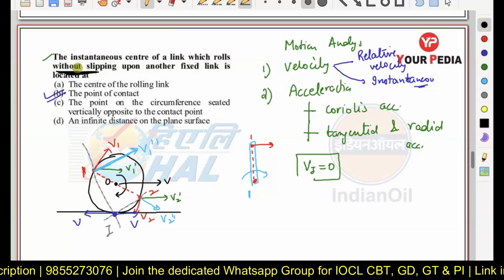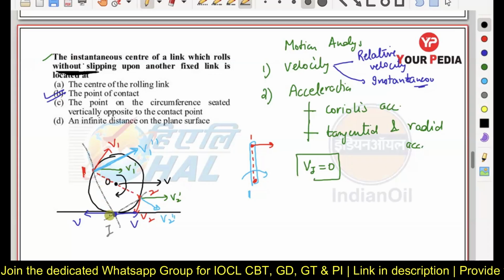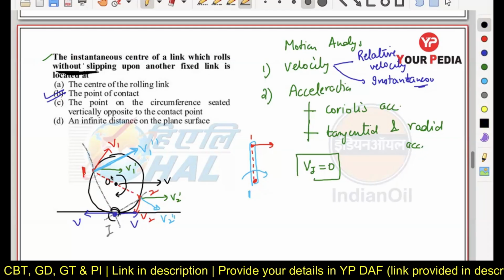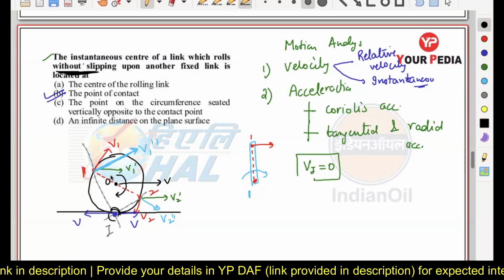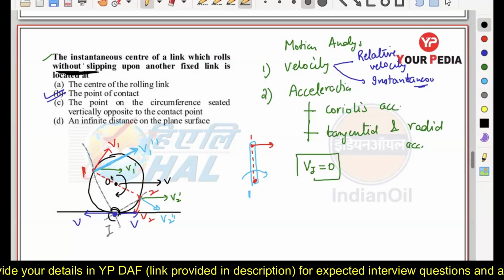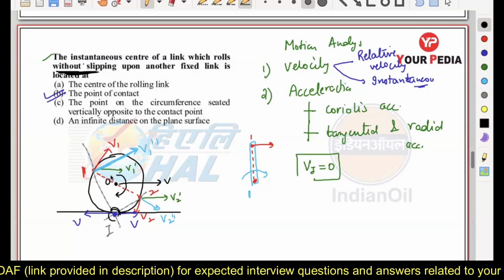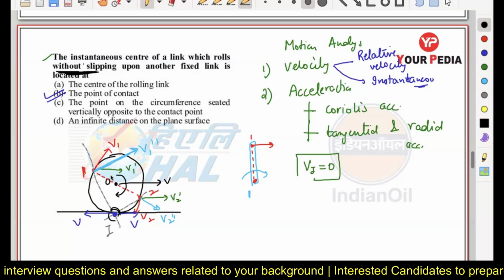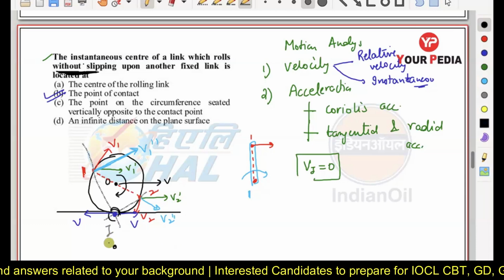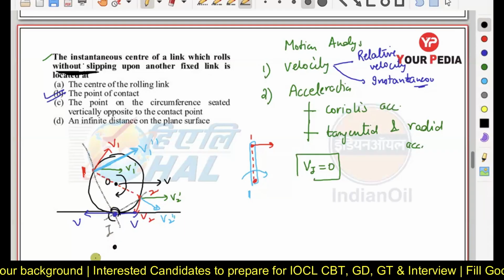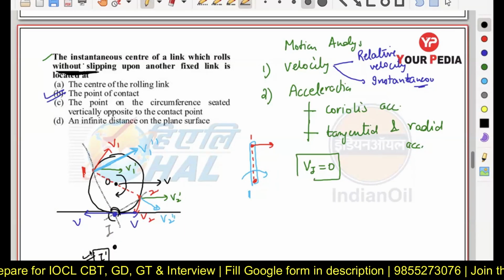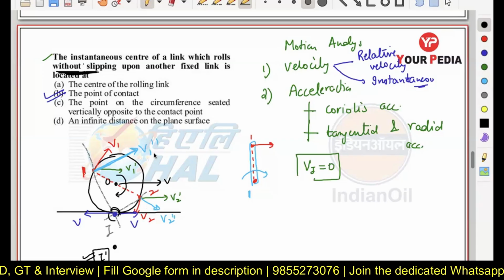Okay, now, but in this question again, if slipping is there, what is the meaning of slipping? Slipping means the point of contact is going to experience some velocity here. In that case, the point of contact is not representing the instantaneous center because it is having a certain velocity. In that case, the instantaneous center is going to lie somewhere below the flat surface, like at this particular position I dash here. Okay, remember this condition. Coming back to the next question.